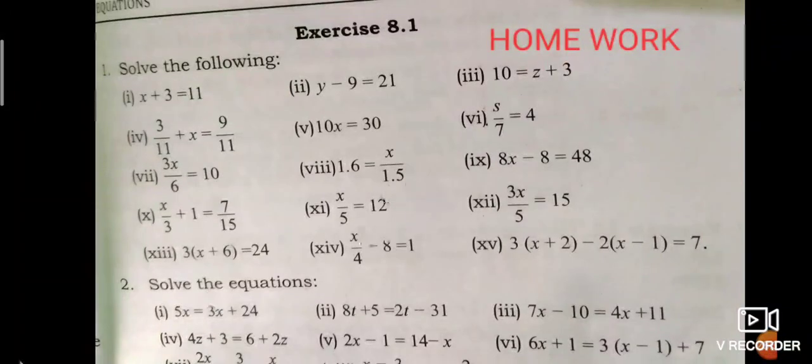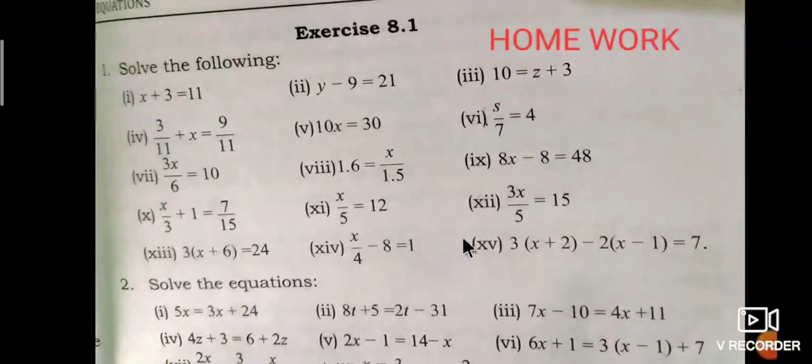1.6 is equal to x divided by 1.5. 8x minus 8 is equal to 48. x by 3 plus 1 is equal to 7 by 15. x by 5 is equal to 12. Next one is 3x by 5 is equal to 15. Next one, 3 into x plus 6 is equal to 24. x by 4 minus 8 is equal to 1. 3 into x plus 2 minus 2 into x minus 1 is equal to 7.